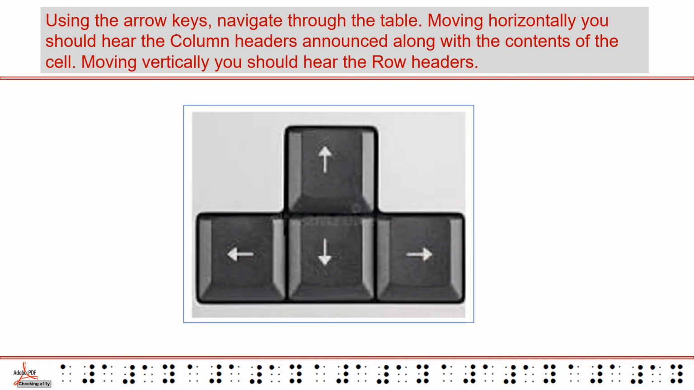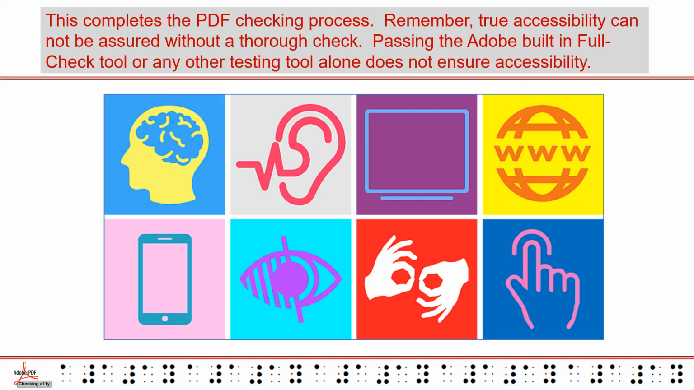Using the arrow keys, navigate through the table. Moving horizontally, you should hear the column headers announced along with the contents of the cell. Moving vertically, you should hear the row headers. This completes the PDF checking process.